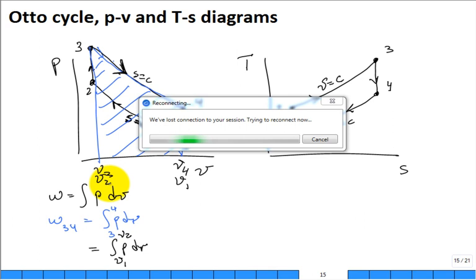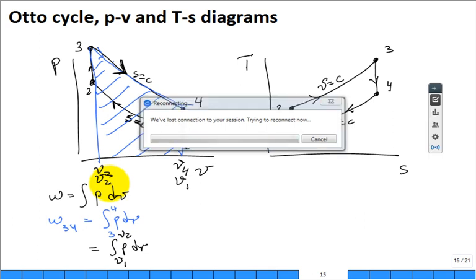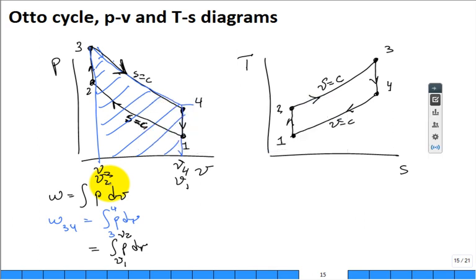But all you have to do is switch and it switches the sign, right? So the work from 1 to 2 is the integral of P dV, but it's going to be negative. And it's visually the magnitude of the area under that curve.